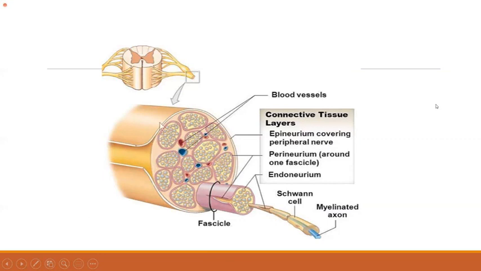The outer covering over the nerve is the epineurium. If we cut inside, we will see these fascicles. These are covered by perineurium, and inside the perineurium, the single axons are covered by endoneurium.